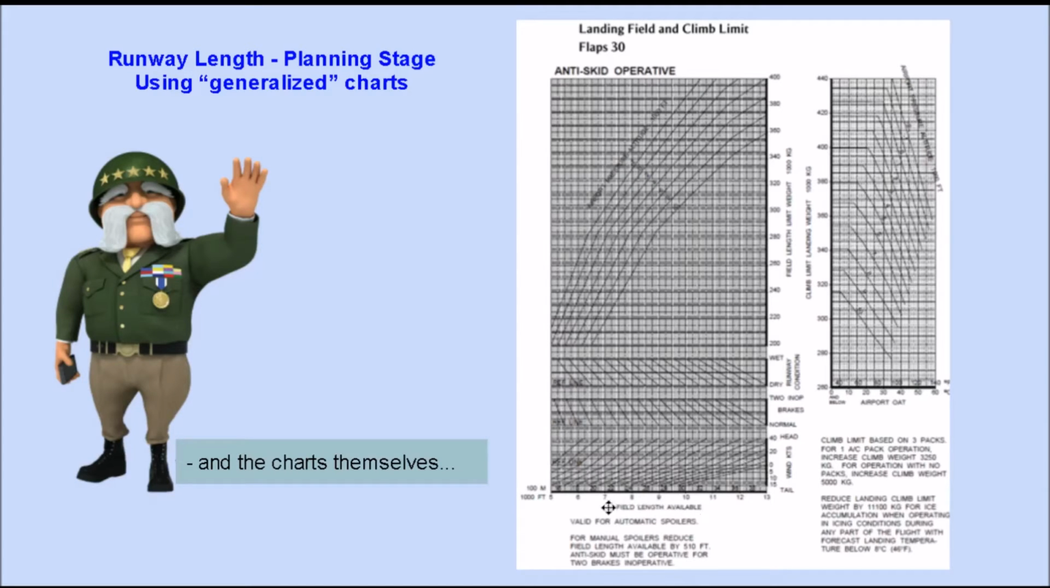So for example, here you have the field length available. Go in with whatever your runway length is, work your way through the chart for the various local situations and come out with a landing weight. Or you can work it backwards from the landing weight back down and find out how much runway you're actually going to need.